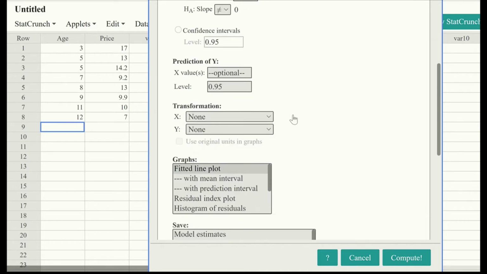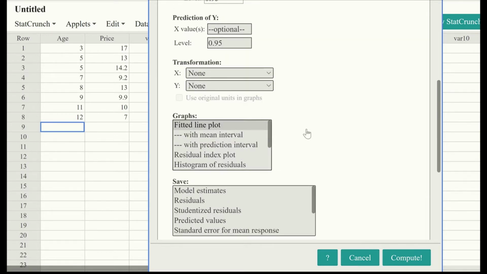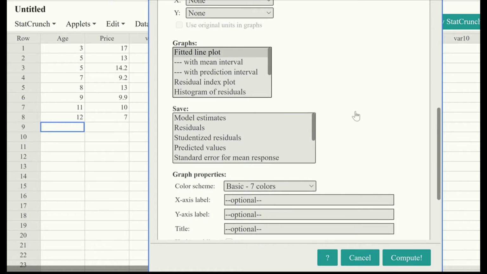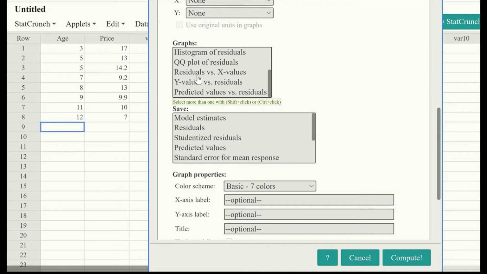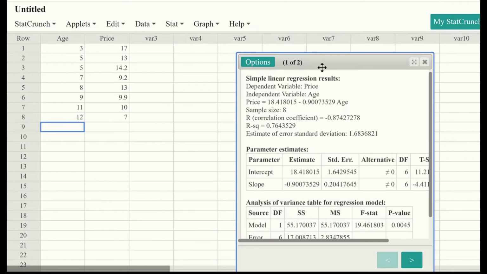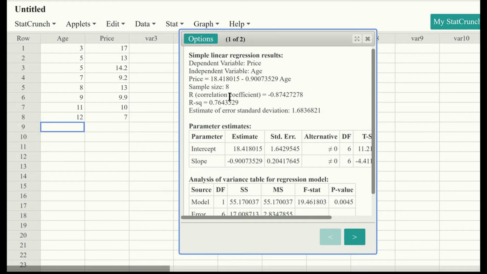And you can leave all that alone. Now we're just going to go ahead and have it show us the fitted line plot. Now later we're going to come back and revisit this once we understand the exact definition of a residual, and we'll pick this option as well later, residuals versus X values, but that'll be in just a few minutes. So let's go ahead and take a look at the linear regression model. So there we have it. So that's where that negative 0.87 that you saw in the lesson comes from.